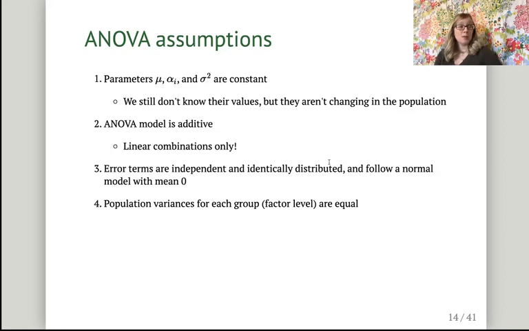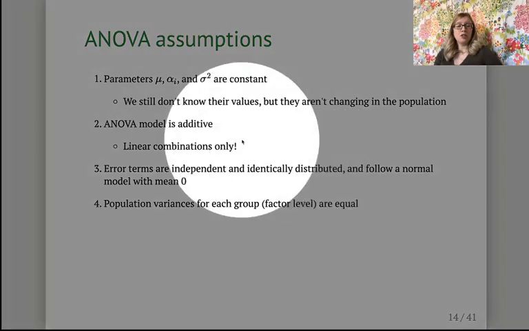There are some assumptions with this. The first assumption is that the model parameters are constant, so that grand mean mu isn't changing. Those group effects alpha, they're not allowed to change either. And then finally, there's a parameter here called sigma squared. That's measuring the variability of the error terms. So whatever these underlying numbers that we're trying to estimate are, they're fixed, they're constants.